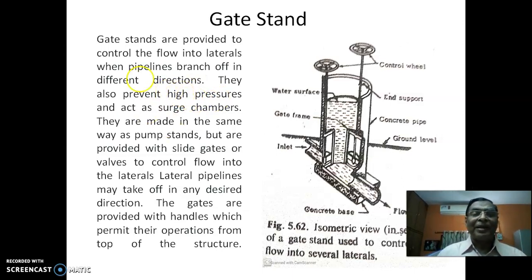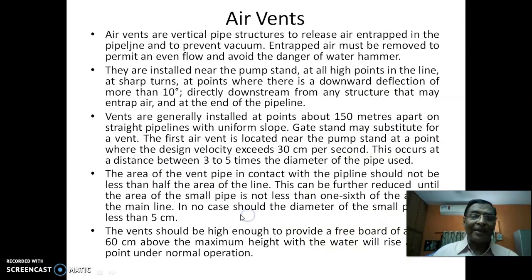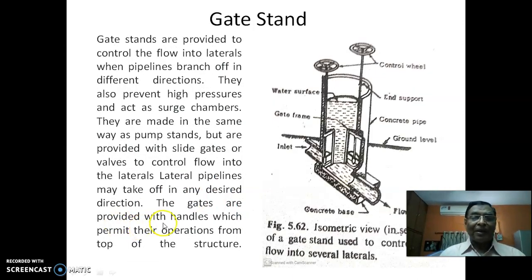They are made in the same way as pump stands basically, but are provided with slide gates or valves to control flow into the lateral pipeline. These are the valves, and they will turn this, and sideways into the laterals the water will flow. So they may take off in any desired direction. The gates are provided with handles which permit their operation from the top of the structure. So this is the pipe underground, and simply at the top only it is completely on the surface. You can operate from the land on top of the surface.